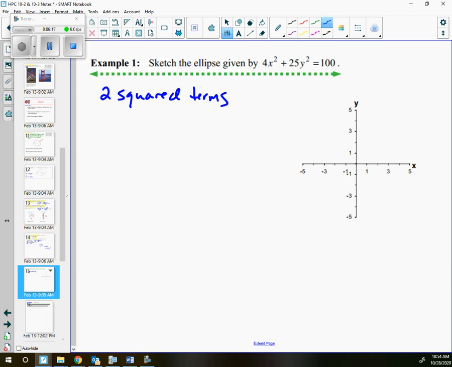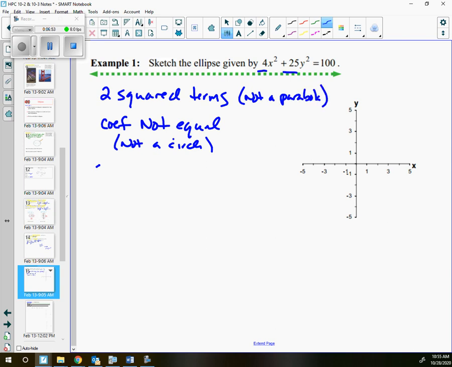But how do we know it's not a circle and it's not a hyperbola? I know we haven't talked about hyperbolas yet, but the reason that it's going to be an ellipse is because the coefficients of the squared terms are different, so it's not a circle. Two squared terms, not a parabola. So we're doing a process of elimination here. And the signs of the coefficients are the same. So that means it's not a hyperbola.